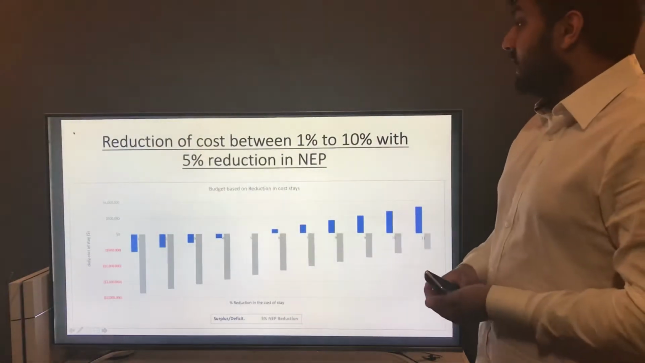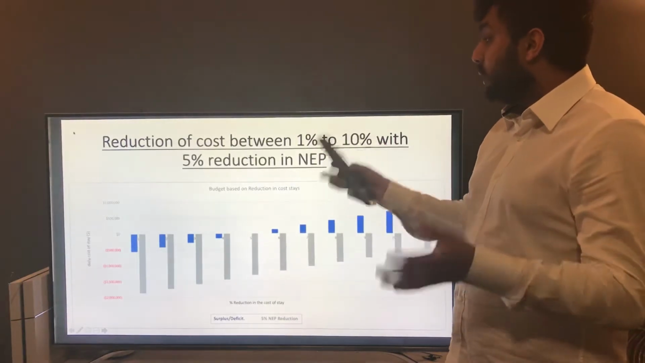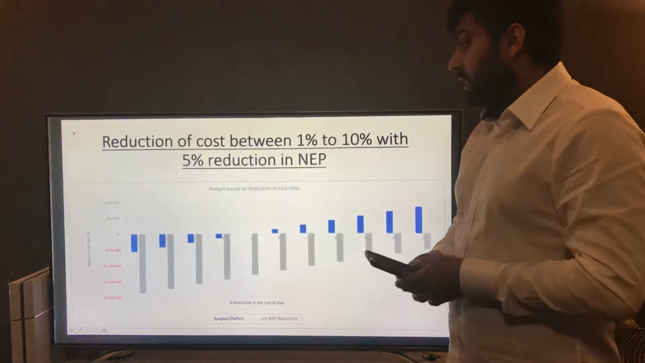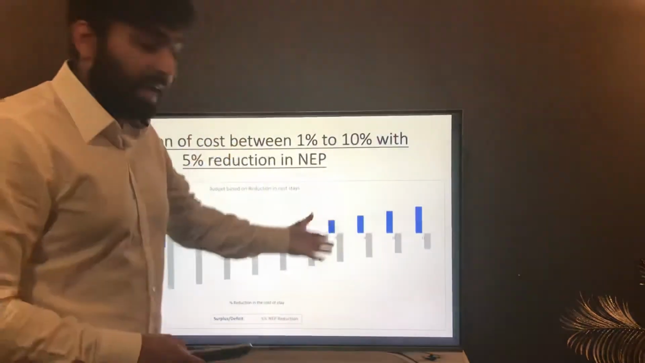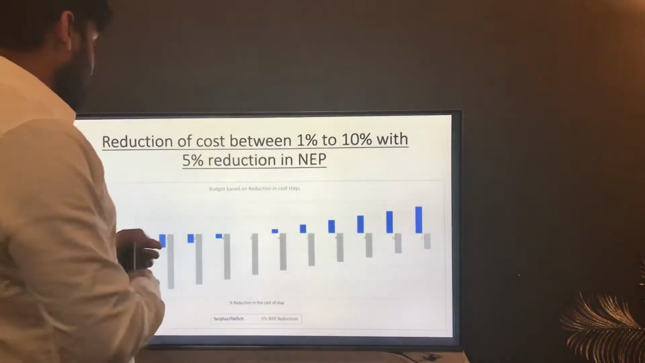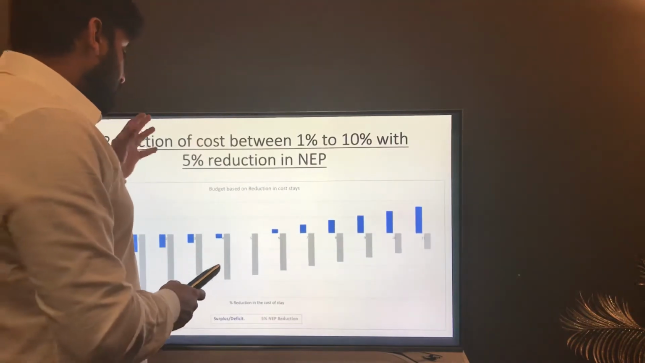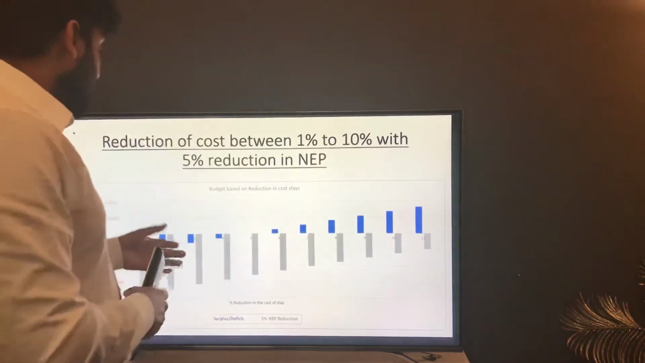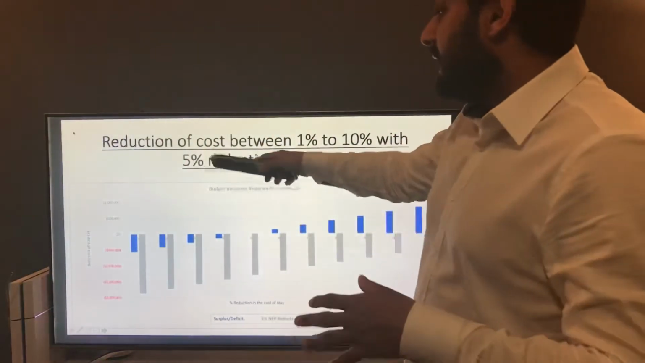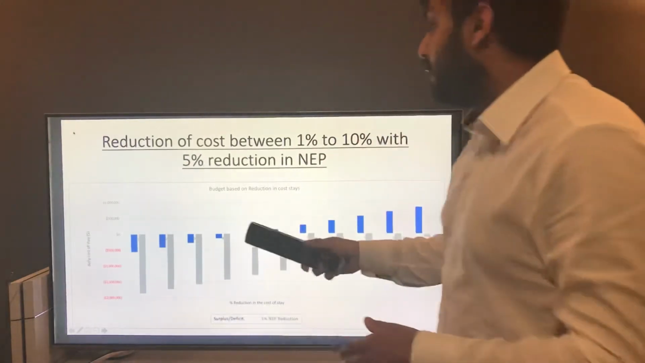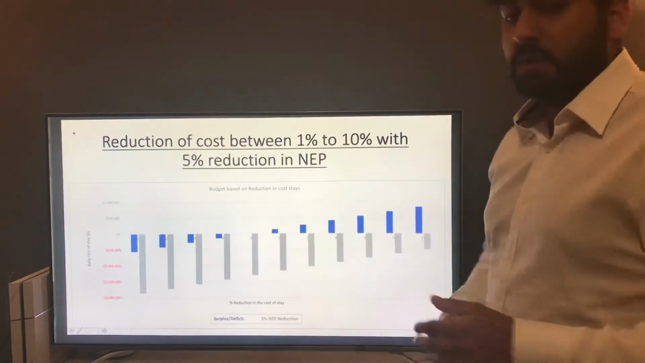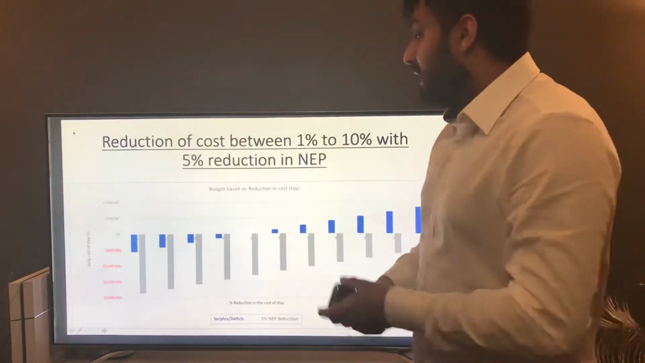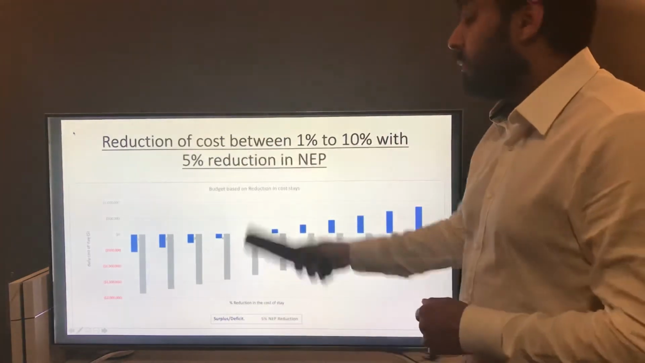So here is the reduction of the cost between 1% to 10%, which is with the 5% reduction in the NEP. So we've got the blue bars and the gray bars. The blue bars are the surplus deficit, and the gray bars are with the 5% NEP reduction. So as we see here, we've seen a deficit till 5%, after which we see a growth from 6% to 10%. Whereas after applying the 5% NEP reduction, we see a constant deficit from 1% to 10%.